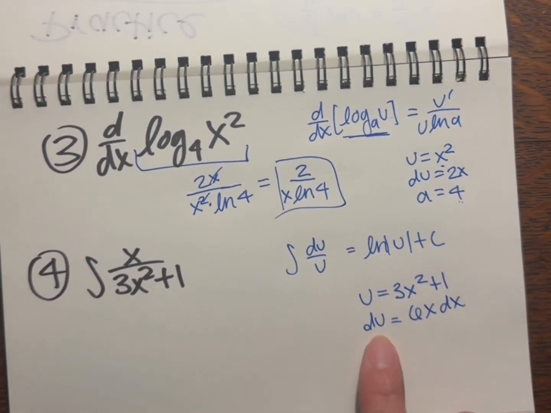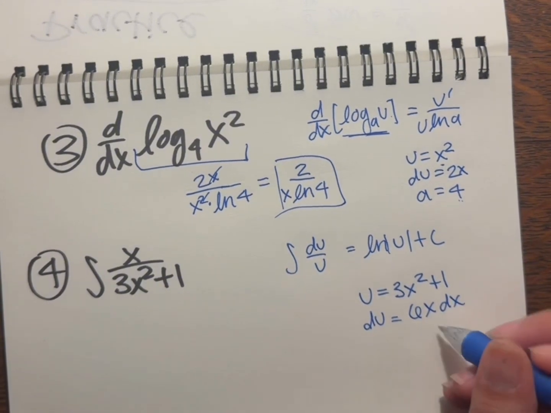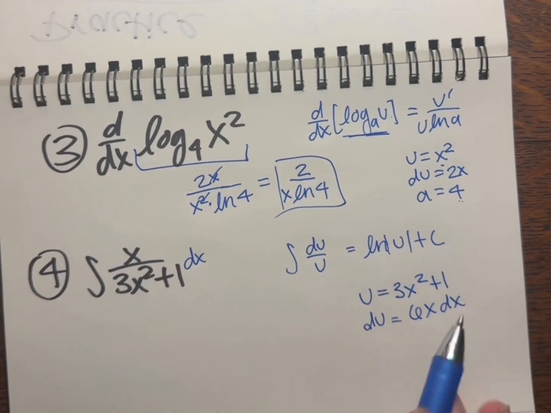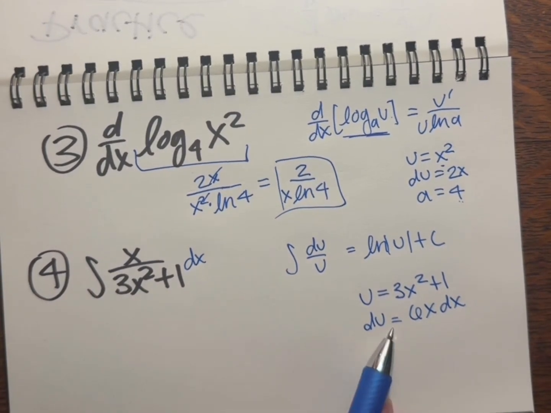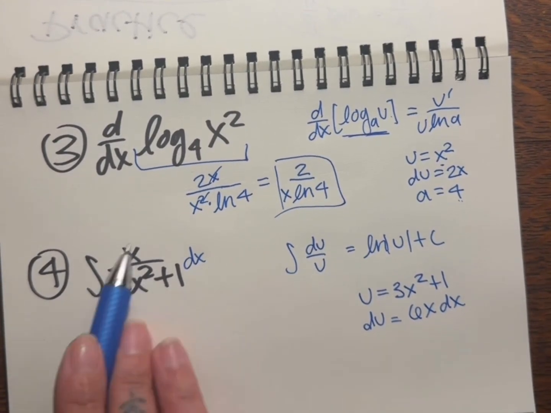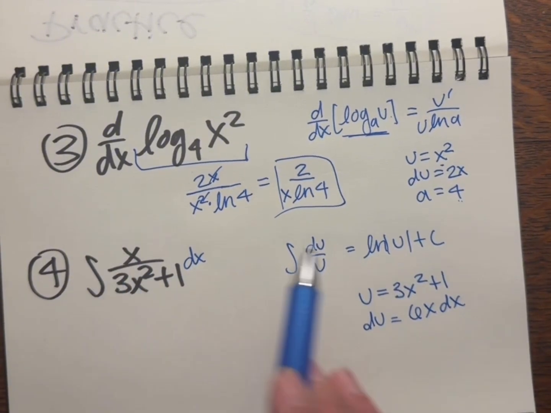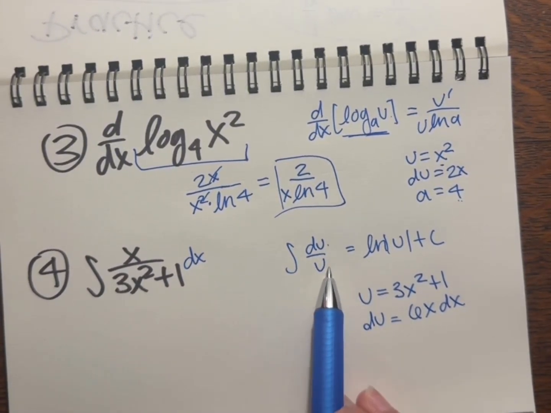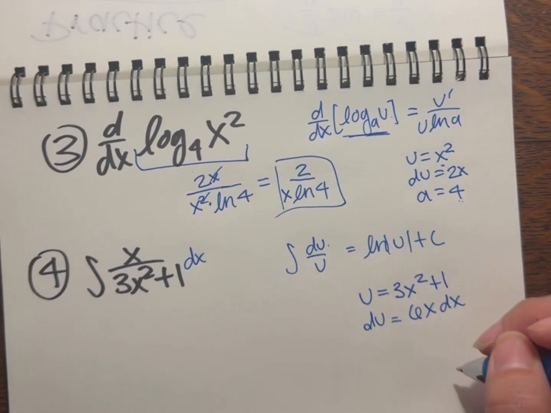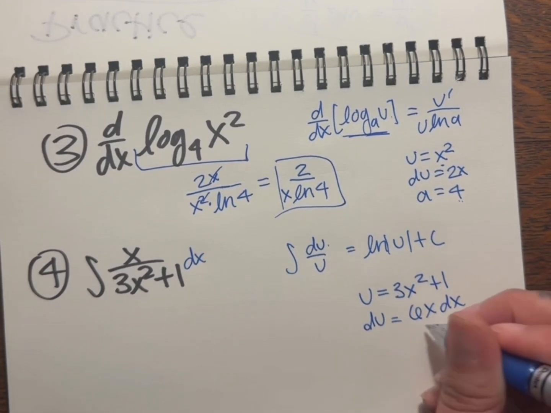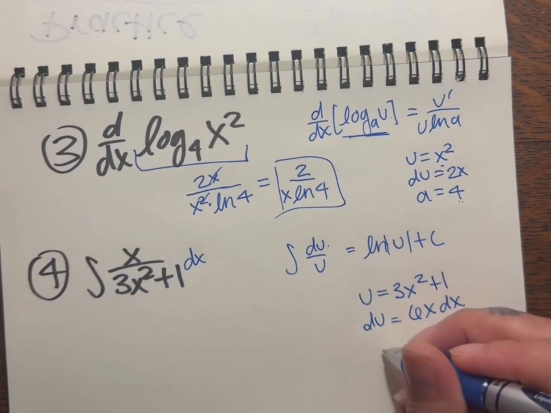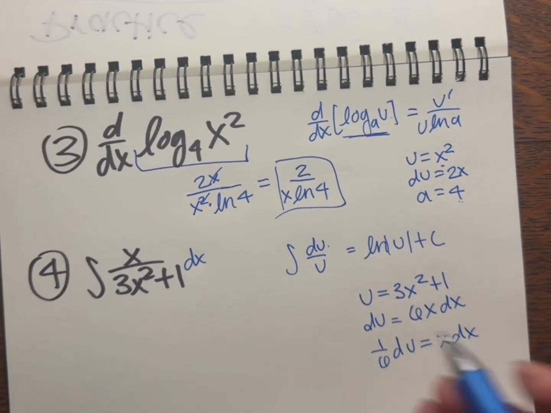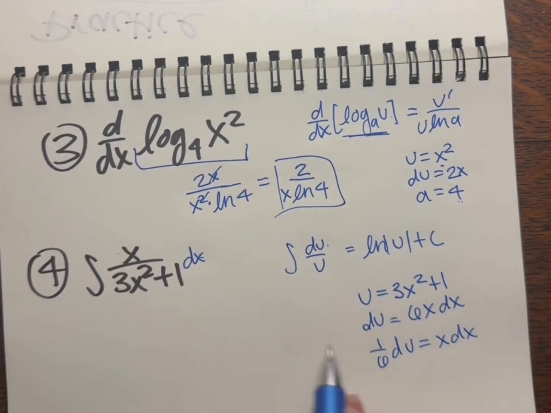Oops, I forgot the dx here, which is part of the problem. So I want to take out this x dx and plug in a du, so that I could have du over u when I plug everything back in. So I'm going to divide by 6. It's going to be 1 over 6 du equals x dx. See, now I could plug in the 1/6 du up here.